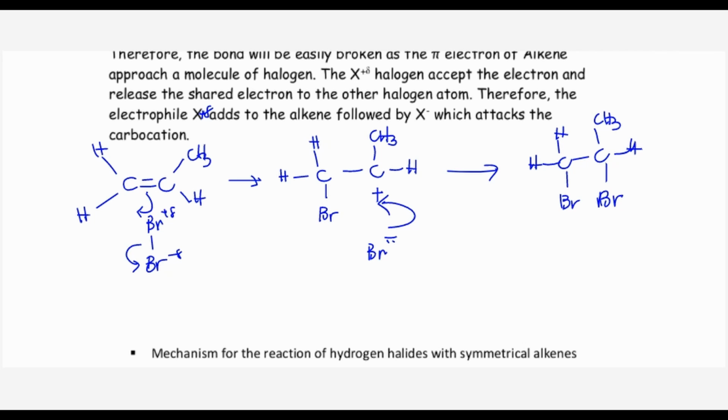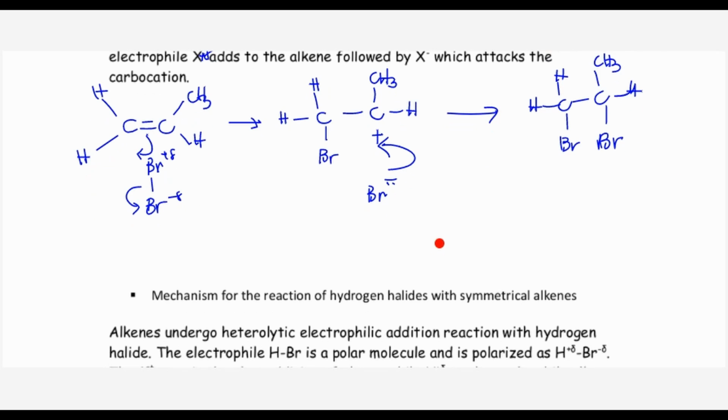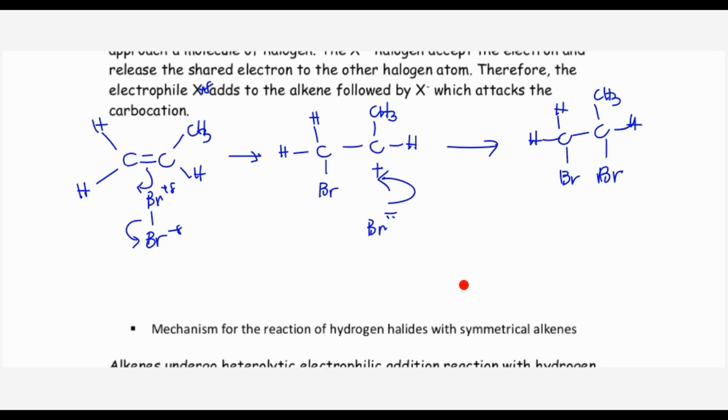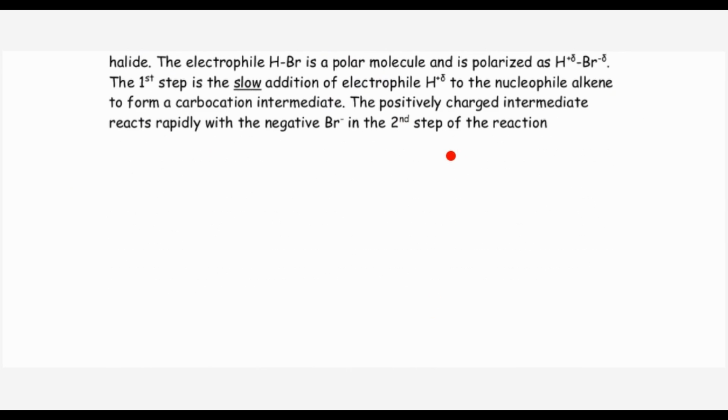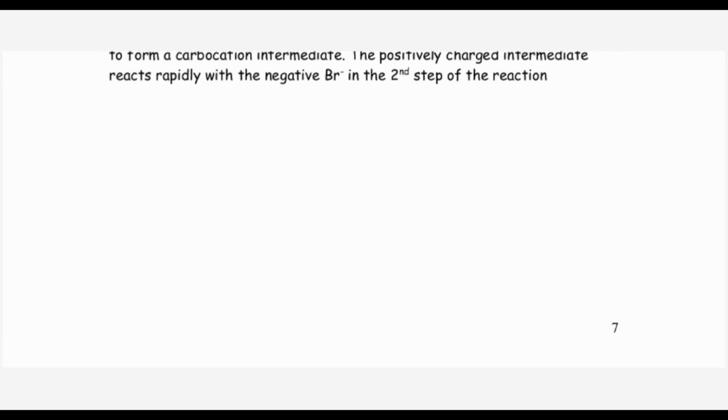Right, the next is the mechanism for the reaction of a hydrogen halide with symmetrical alkenes. So we'll take a symmetrical alkene, which is ethene, or I can take butene. Hydrogen halide is already a polar molecule. It has a permanent dipole because there is a difference in electronegativity between hydrogen and the halogen, right? It has a permanent dipole.